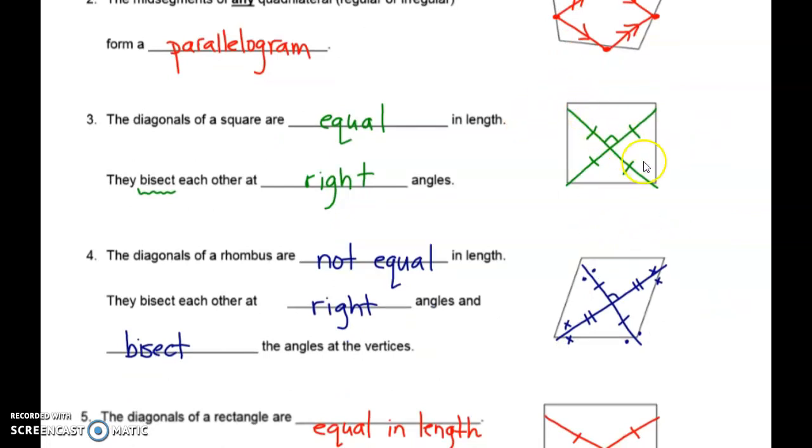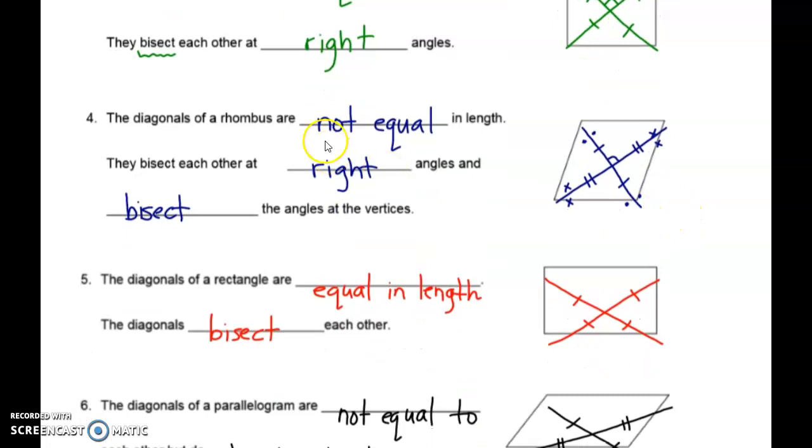A square, if I take the diagonals of a square and measure them, I discover that they are equal in length. And they bisect each other. They cut each other in half at 90 degrees. So those 4 angles there each measure 90 degrees.